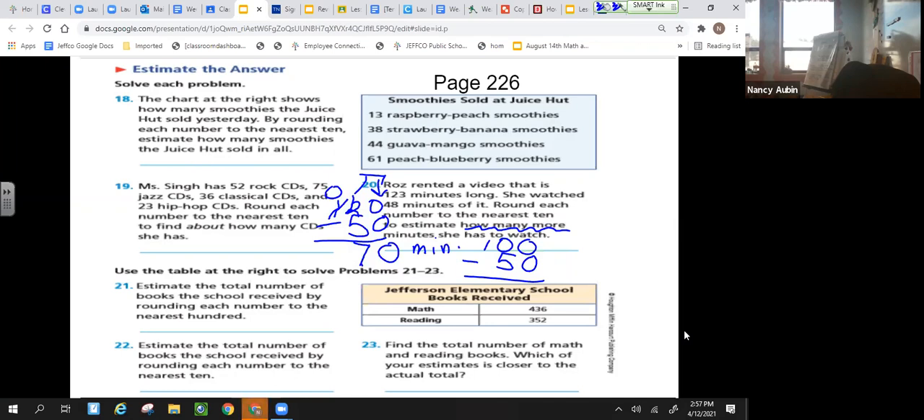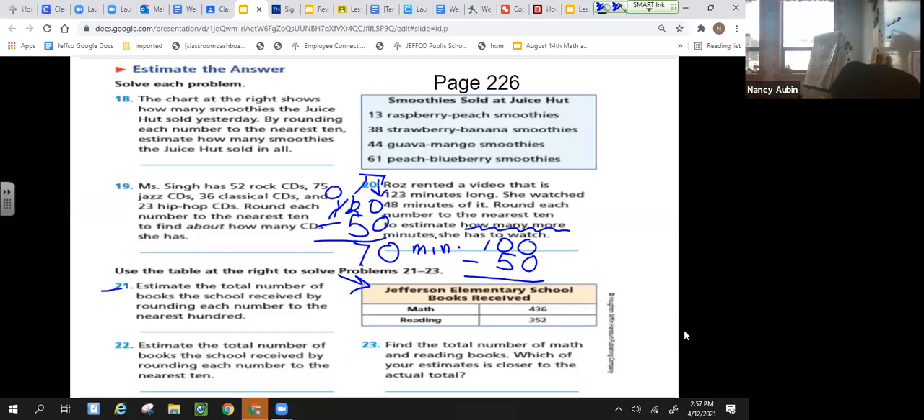Okay, so here's what I'm going to have you do. You're going to work with a partner to do numbers 21 through 23. I want to read them to you and make sure everyone is comprehending it before we start. You have a table on the right. It's Jefferson Elementary School. These are the books they received. So maybe somebody gave them to them, maybe they ordered them. It doesn't give much information. But they're 436 math books and 352 reading books.